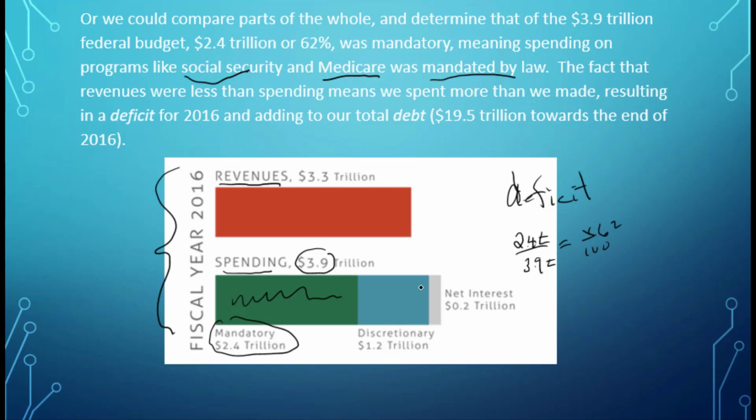And here's the rest of the spending here. And the interest is what we pay to finance our deficit. So it's just another example. Our total debt was $19.5 trillion towards the end of 2016. Today, I think it is over $30 trillion, which is just an unbelievable amount. All right, so there's some examples.